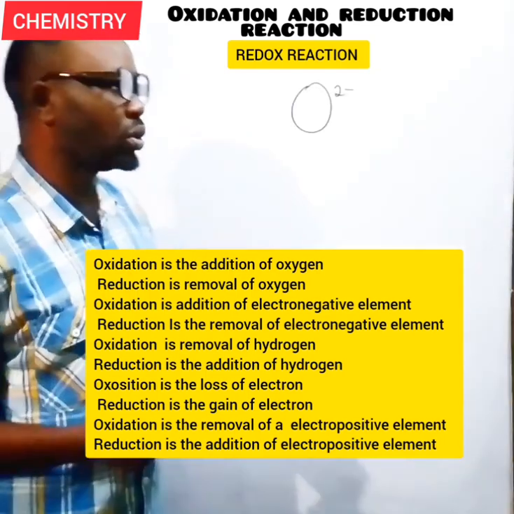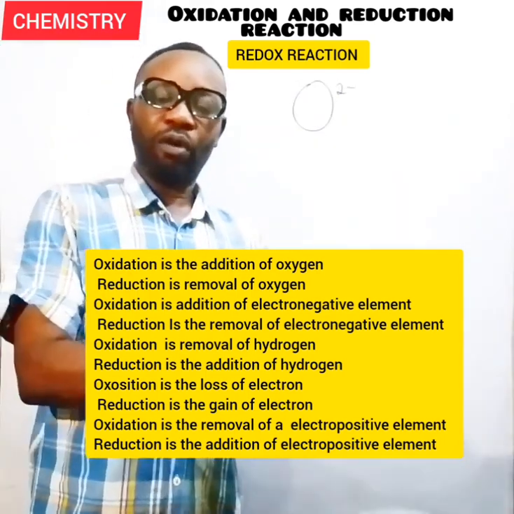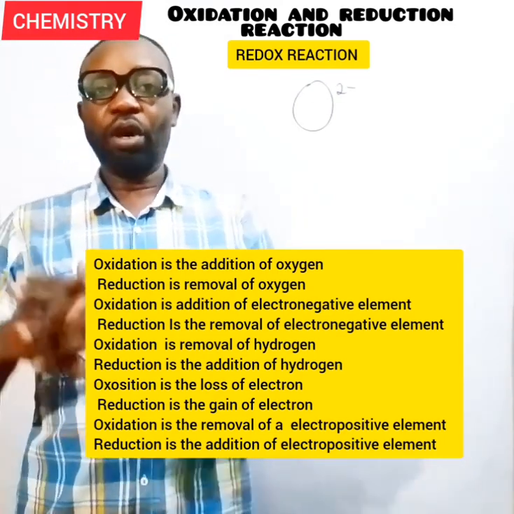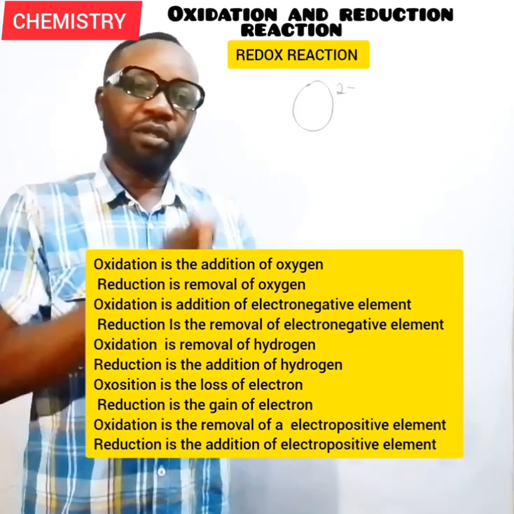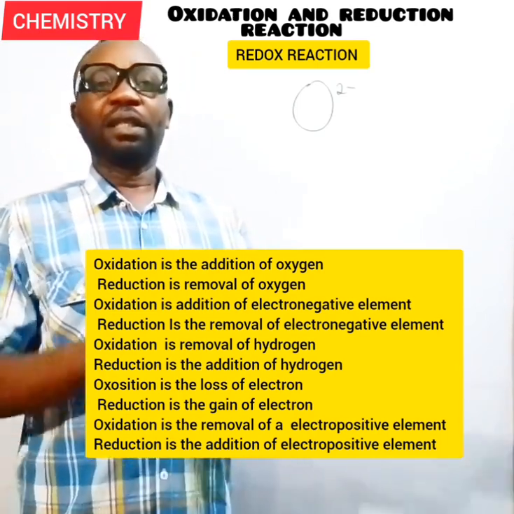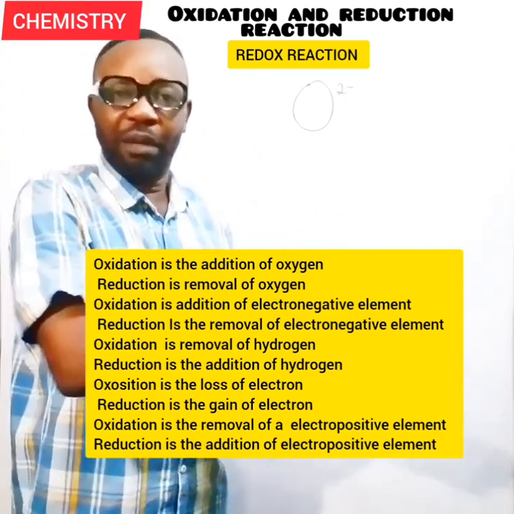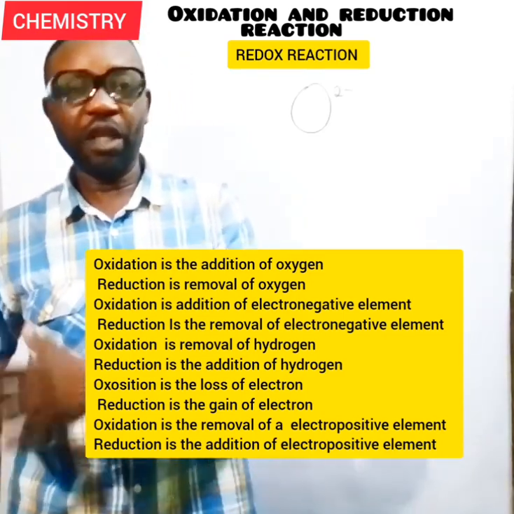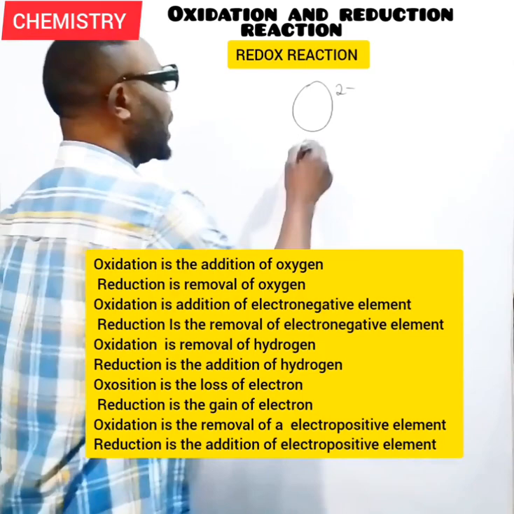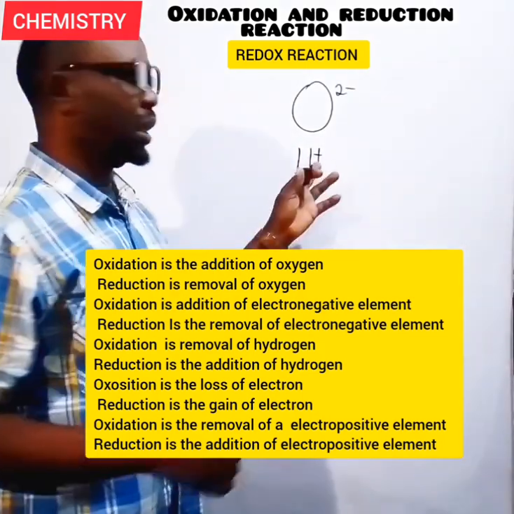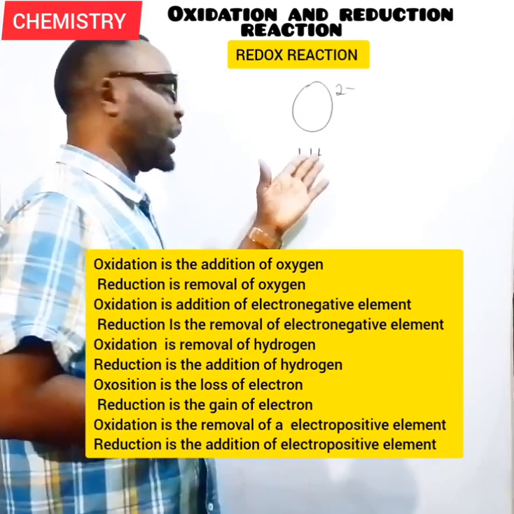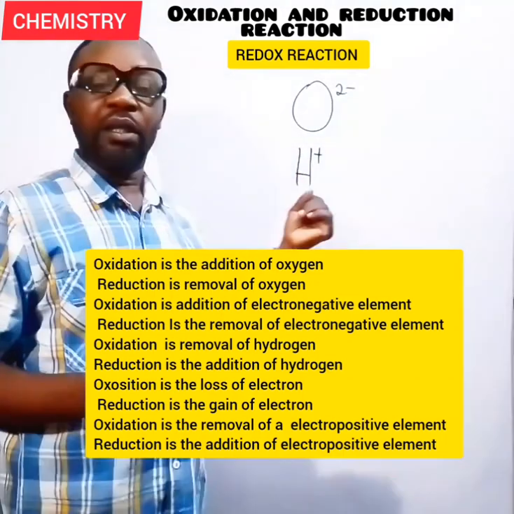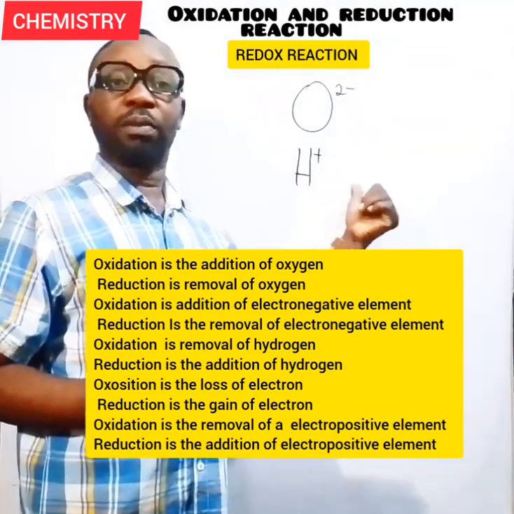Oxidation is also defined as removal of hydrogen, while reduction will be defined as addition of hydrogen. Oxidation as well can be defined as removal of electropositive element, while reduction too can be defined as addition of electropositive element. I want to give you a clue on that as well. You know that in a compound state, this is the oxidation number of hydrogen. Hydrogen ion will look like this, as oxygen ion as well. Definitely here, the oxidation number of this hydrogen is +1.